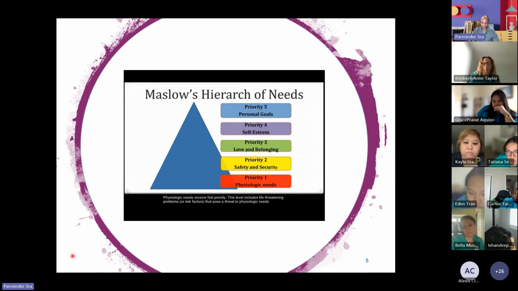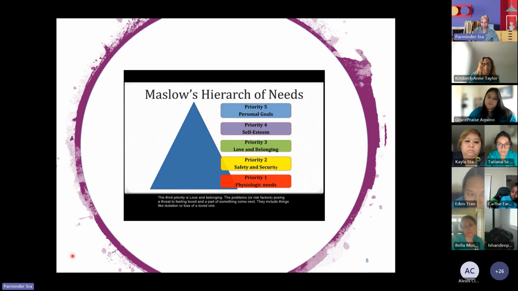Physiologic needs receive first priority. This level includes life-threatening problems or risk factors that pose a threat to physiologic needs. For example, problems with breathing, circulation, nutrition, hydration, elimination, temperature regulation, and physical comfort. Safety and security needs come next. These problems or risk factors that pose a threat to safety and security include things like environmental hazards or fear.